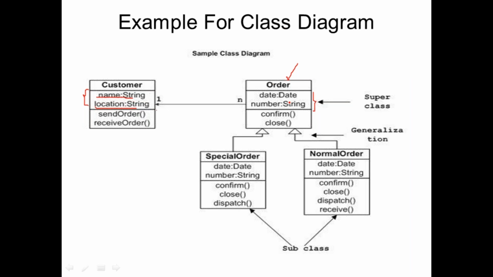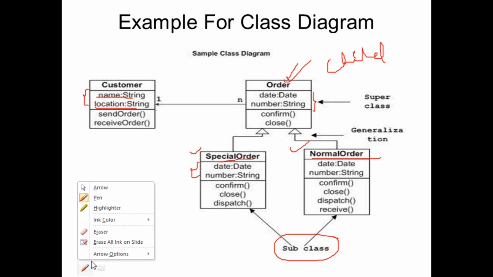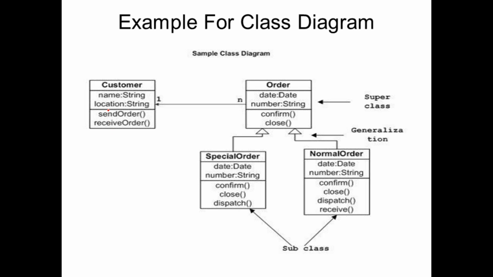The order class has two child classes, which are called the special order and the normal order. These are the child classes for the parent class, that is the order class. We can also call them subclasses.